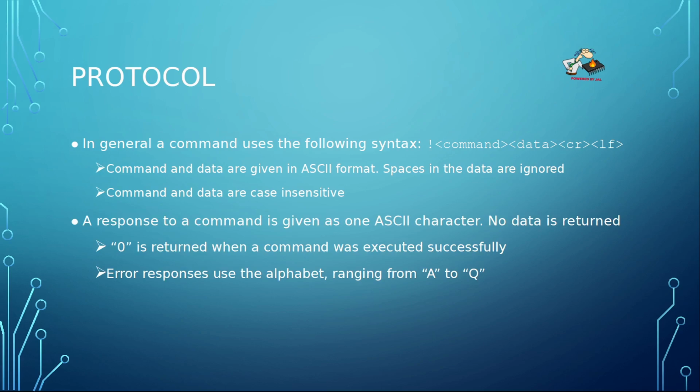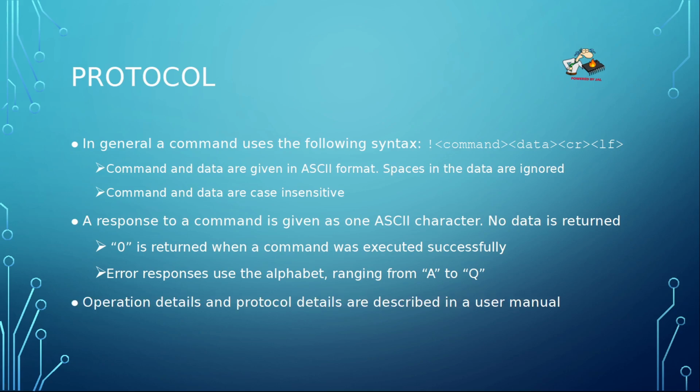After sending a command, the PIC programmer will send a response. It will not send any data back. An ASCII 0 means that the command was executed successfully. And other responses use letters of the alphabet. So it starts from A and it ends at Q. And more details of this protocol and the error responses can be found in the user manual.